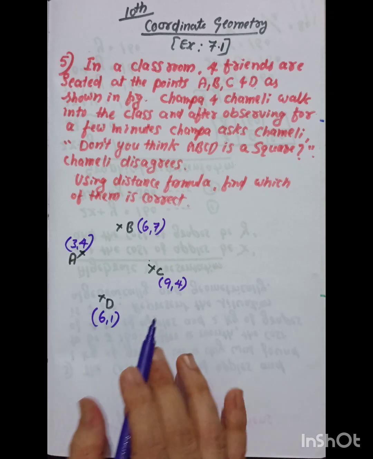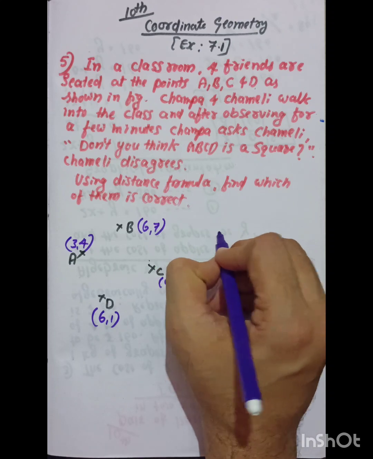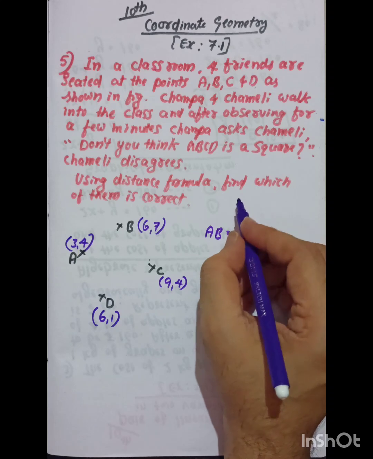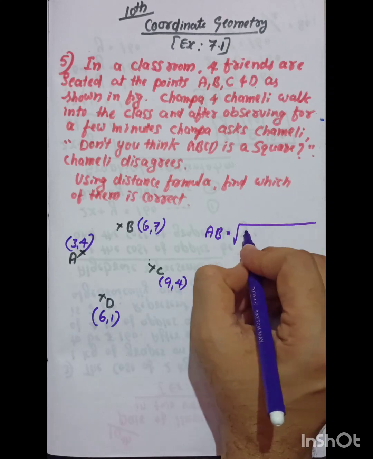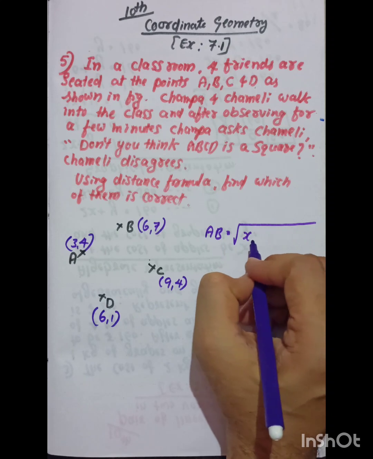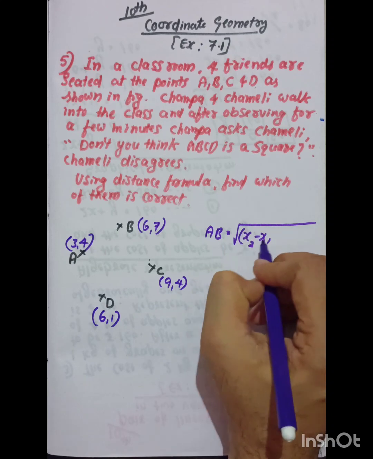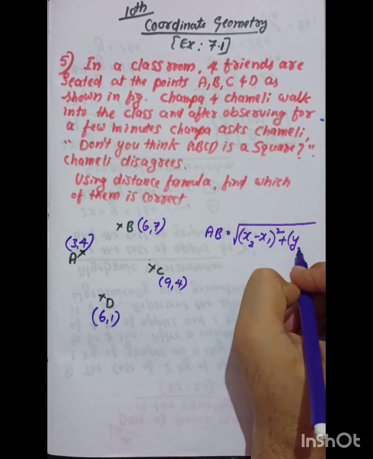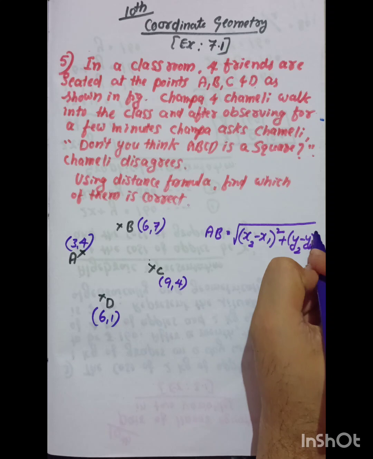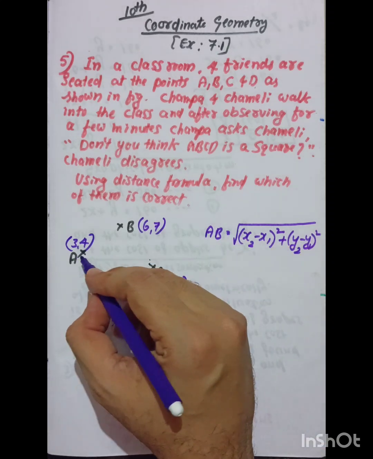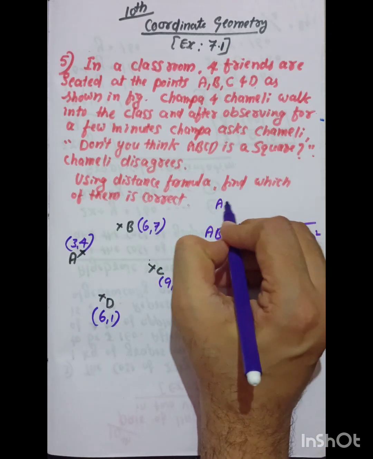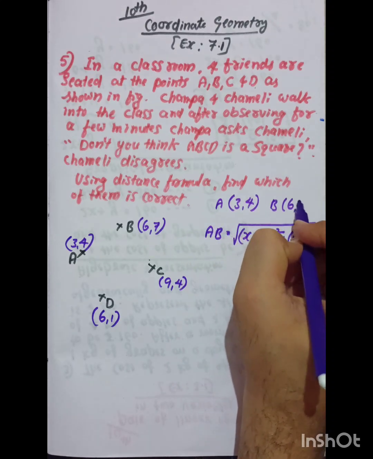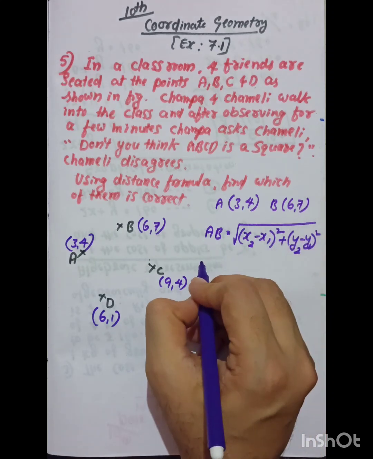Let's start the answer. First I will take AB equals root of x2 minus x1 whole square plus y2 minus y1 whole square. Here A is 3, 4 and B is 6, 7. Let's substitute the values.